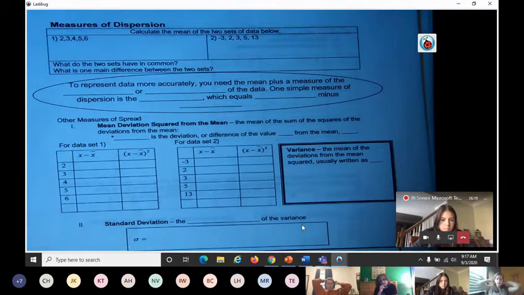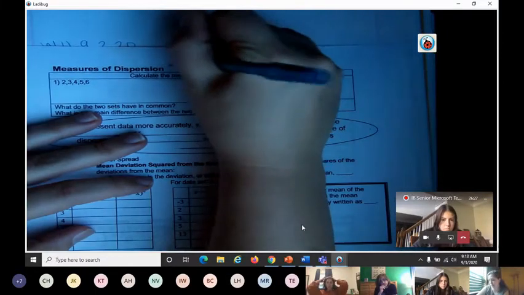So, okay, we're talking about measures of dispersion. Measures of dispersion is kind of asking how spread out is the data.